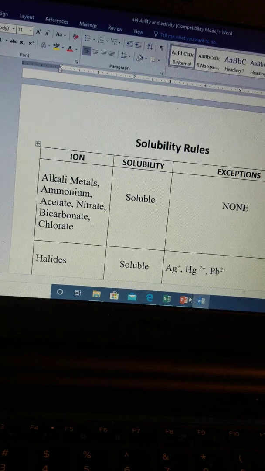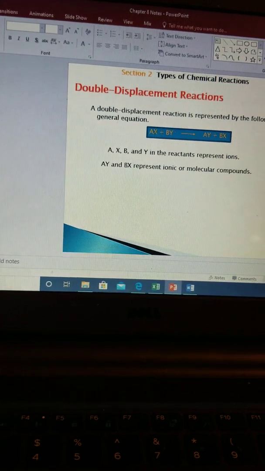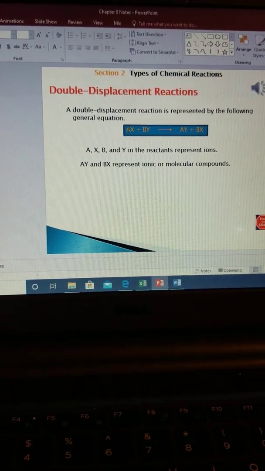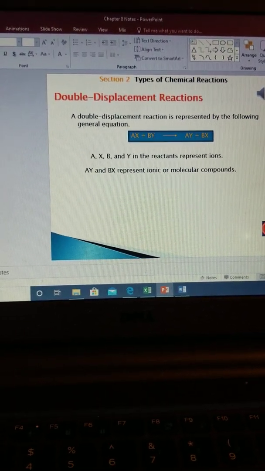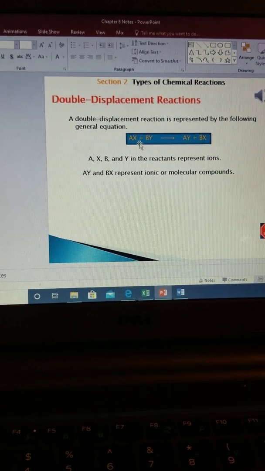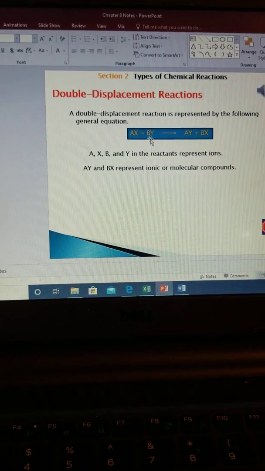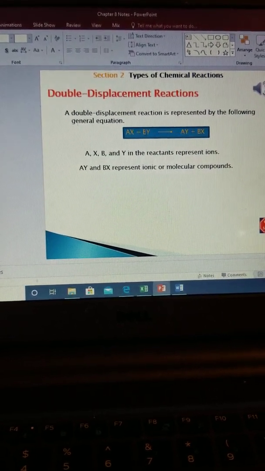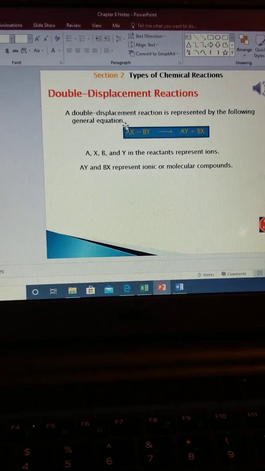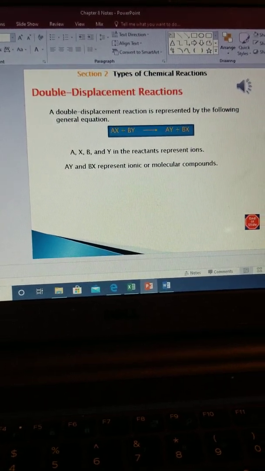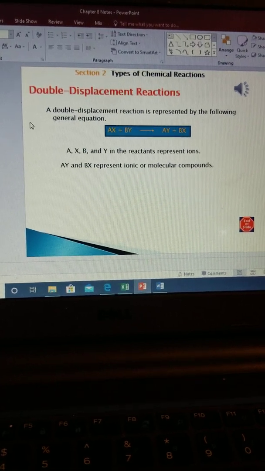With double displacement, we have two compounds swapping partners. As I explained in the video, the A has a positive charge, and it's going to bond with your negative charge. The Y in compound BY would have the negative charge, so the compound on this side is AY instead of AX. The positive B is going to bond with the negative X, so we have BX on the right-hand side. Which compound you write first does not matter, but proper format is to always have the positive charge before the negative charge.